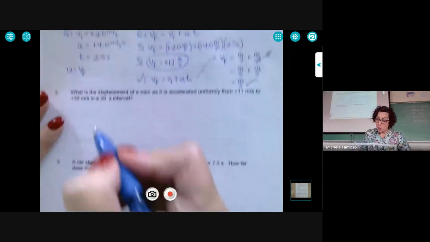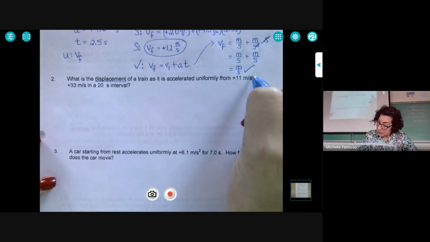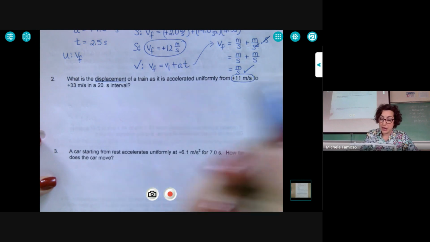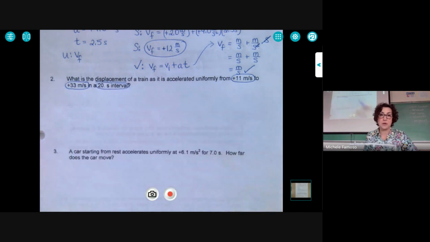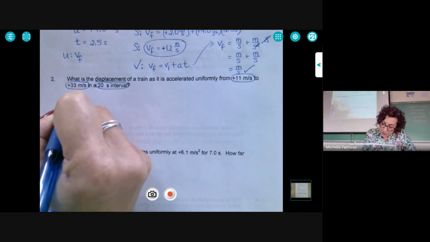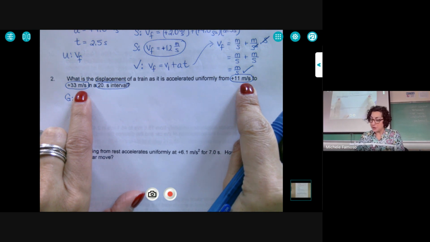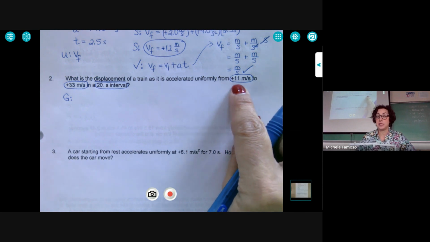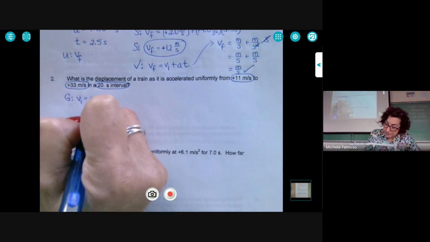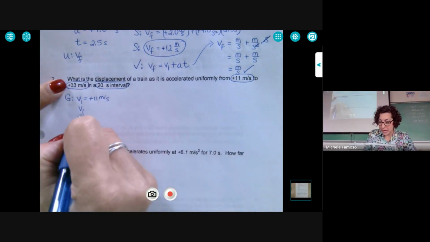Same process. What is the displacement of a train as it is accelerated uniformly from positive 11 meters per second to positive 33 meters per second in a 20-point-second interval? So based on the information in this question, I see right now I have 2 velocities. You see that? One of them is before the acceleration, one is after. The positive 11 meters per second is what it's starting from. You see, it says from positive 11. That means that is our VI. This is what we're going up to. So that is our VF.